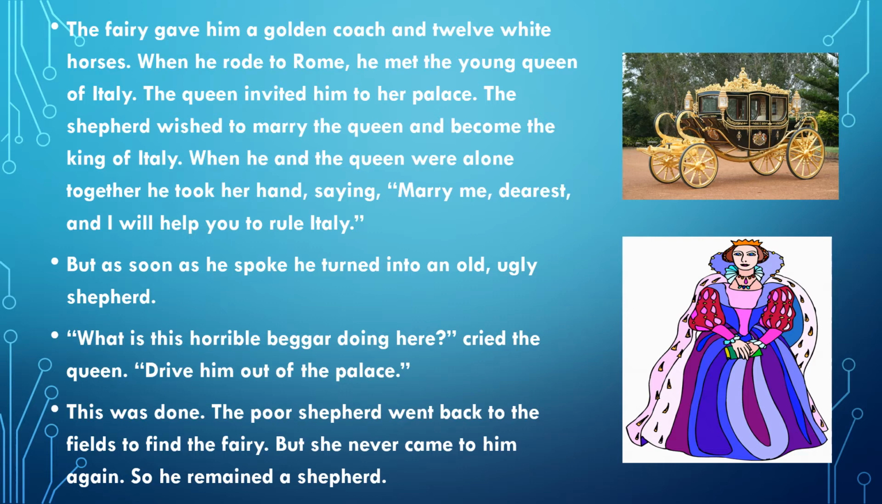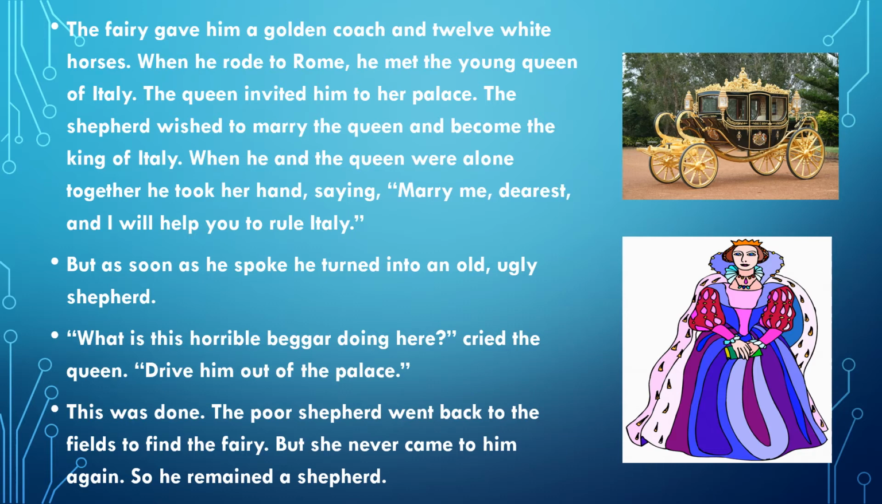So children, in this part, the fairy was very kind and sweet, and because she was in love with the shepherd, she gave him a golden coach. And the golden coach was carried by 12 lovely white horses. So he went to Italy. When he went to Italy, he met the queen over there. The queen invited the handsome man to her palace.